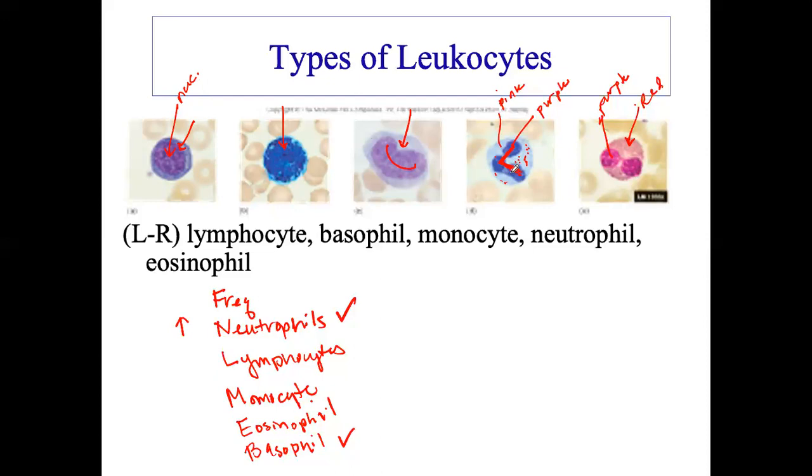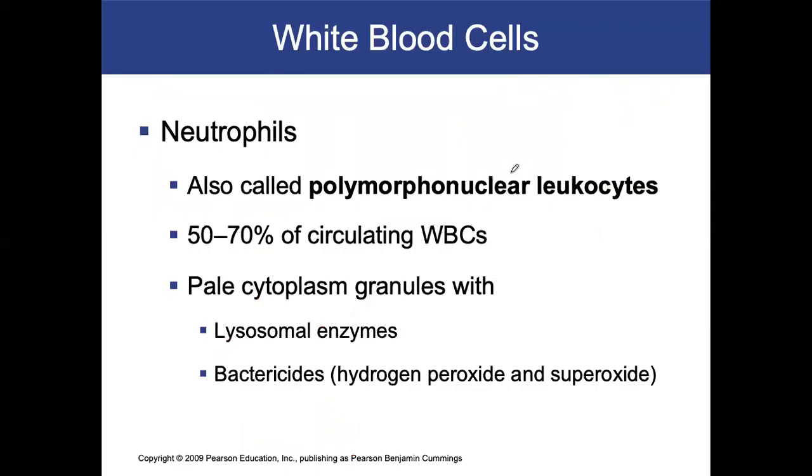All right, let's look at when they're elevated. So neutrophils, 50 to 70% of circulating white blood cells, they have granules that are lysosomal enzymes and bactericides. So bactericides would include hydrogen peroxide and superoxide, and so they're going to kill bacteria. What do these guys do? They will actively search for bacteria and kill them. So if you have a bacterial infection, this is when they're going to be elevated, right? So they're going to attack bacteria.